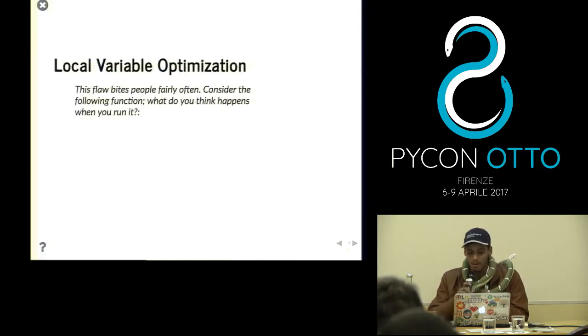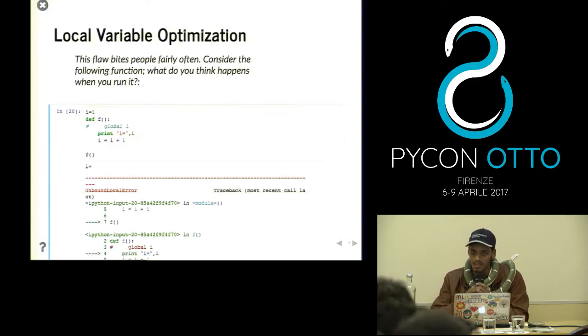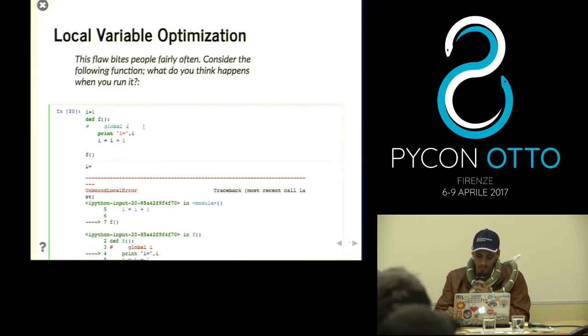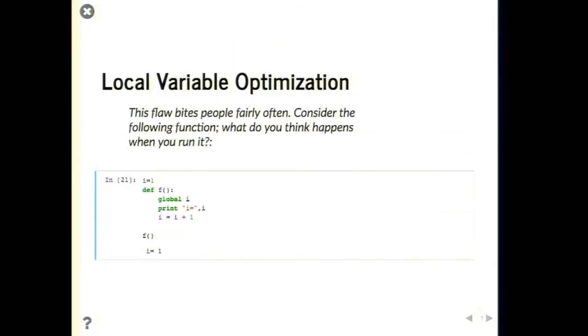Yeah, so local variable optimization, I think everyone has done this. Let's say you have a variable and you have a function, and you think that you have access to the variable in the function. You're absolutely wrong, because you're just going to get an UnboundLocalError. So the only solution here is to derive the variable from the globals and put it here. And yeah, now it works pretty well. So this is actually not a gotcha, but just a Python trick.